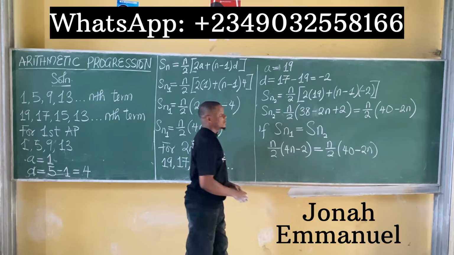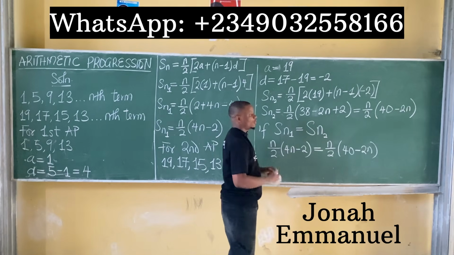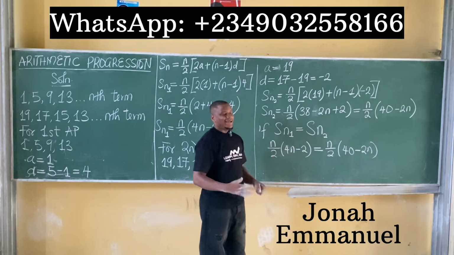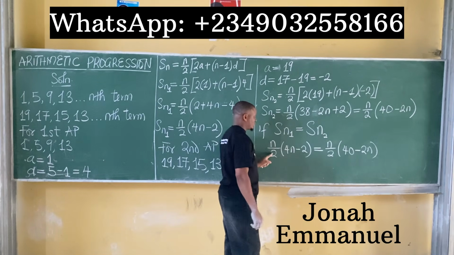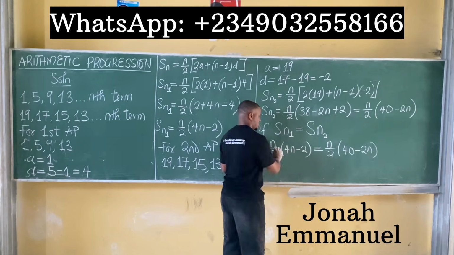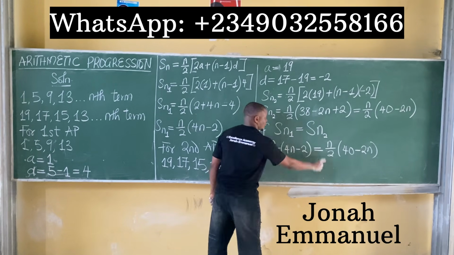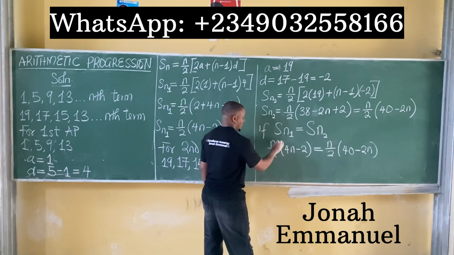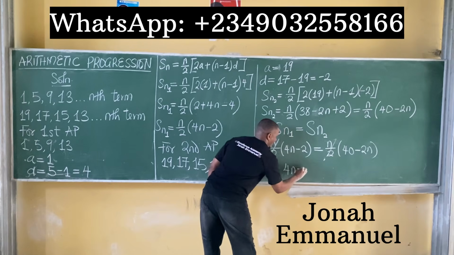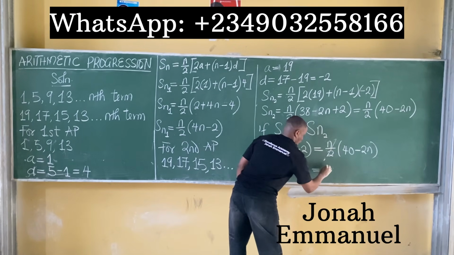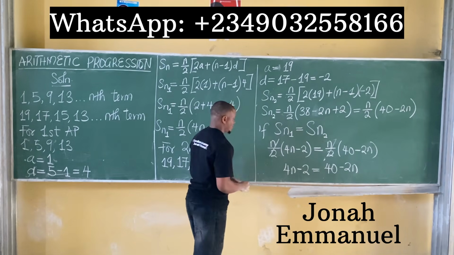So you have this. Now, whenever you're doing mathematics and you have the same term on both sides of the equation and they are multiplying, they can cancel out. What do I mean? This is n over 2. This is n over 2. This is multiplying this. This is multiplying this. The same term on the same position on both sides of an equation, they can cancel out. So this will cancel this. I'm left with 4n minus 2 is equal to 40 minus 2n. So I have this. Let's solve this.